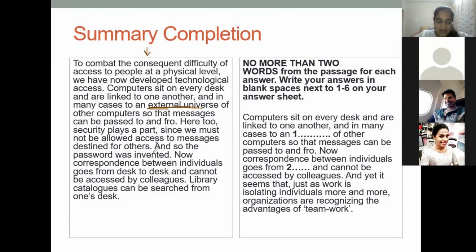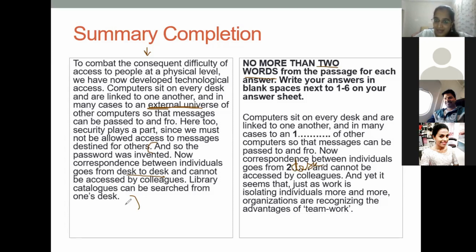It's somewhere right here. Now the correspondence between individuals goes from desk to desk and cannot be accessed by colleagues. Now I know it only says 2 words. And my answer can't just be correspondence goes from desk. Just desk does not make sense because it says desk to desk in this case.